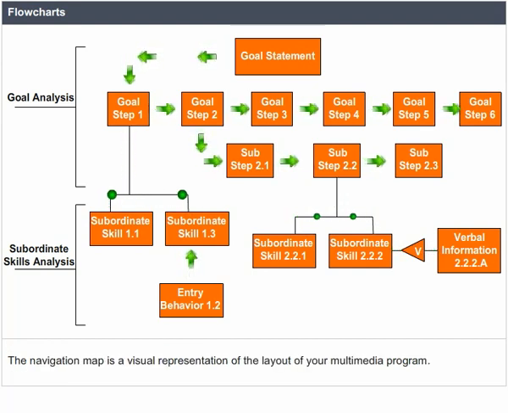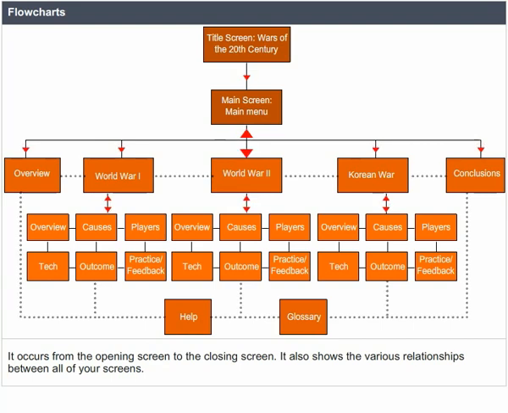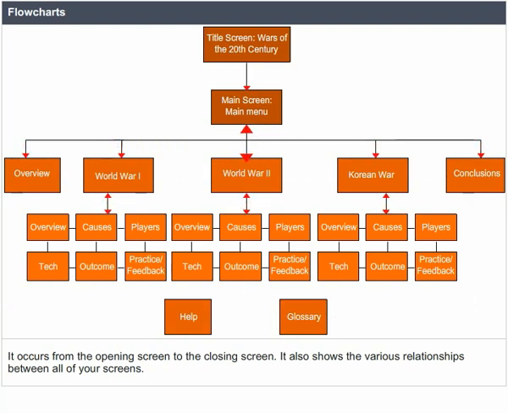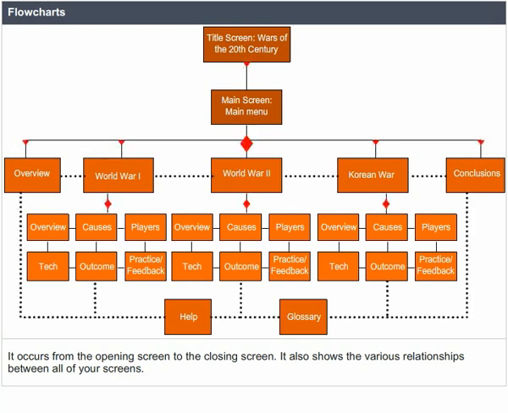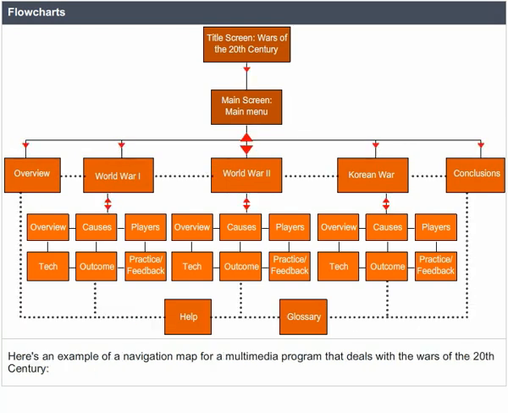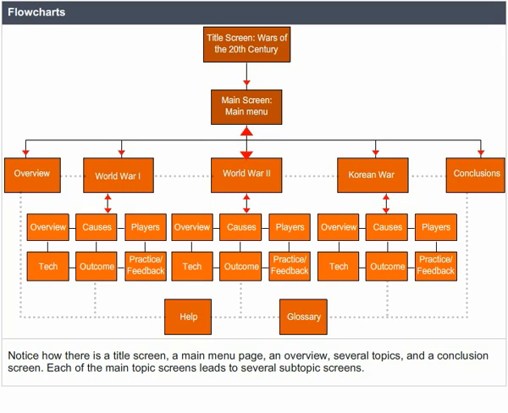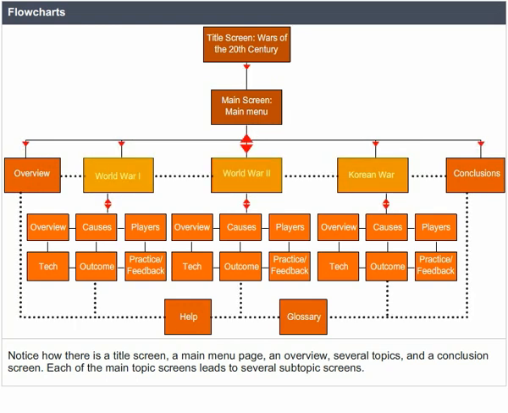The navigation map is a visual representation of the layout of your multimedia program. It occurs from the opening screen to the closing screen. It also shows the various relationships between all of your screens. Here's an example of a navigation map for a multimedia program that deals with the wars of the 20th century. Notice how there is a title screen, a main menu page, an overview, several topics, and a conclusion screen.